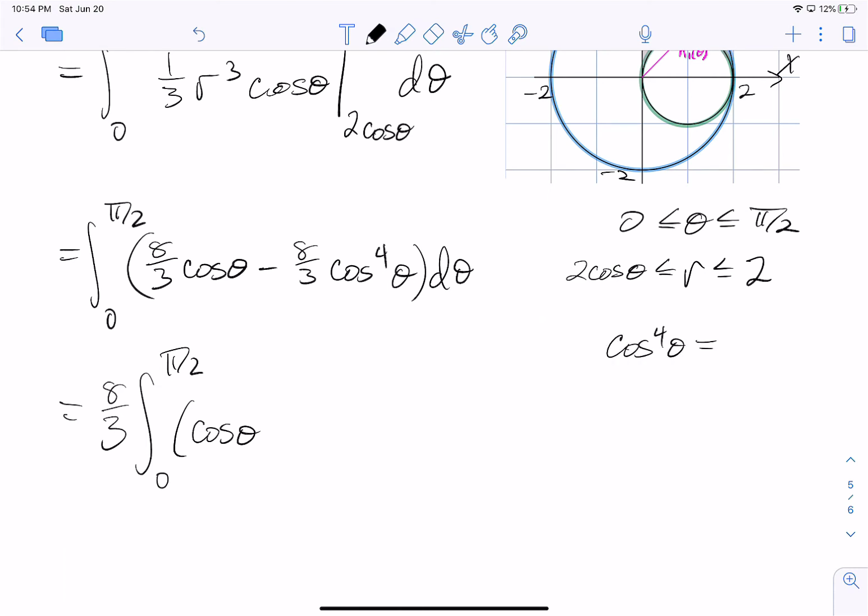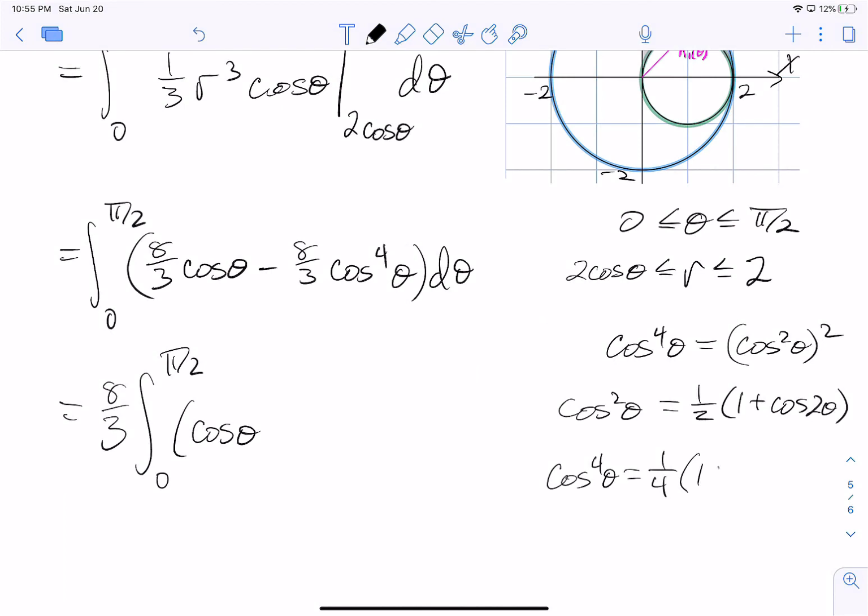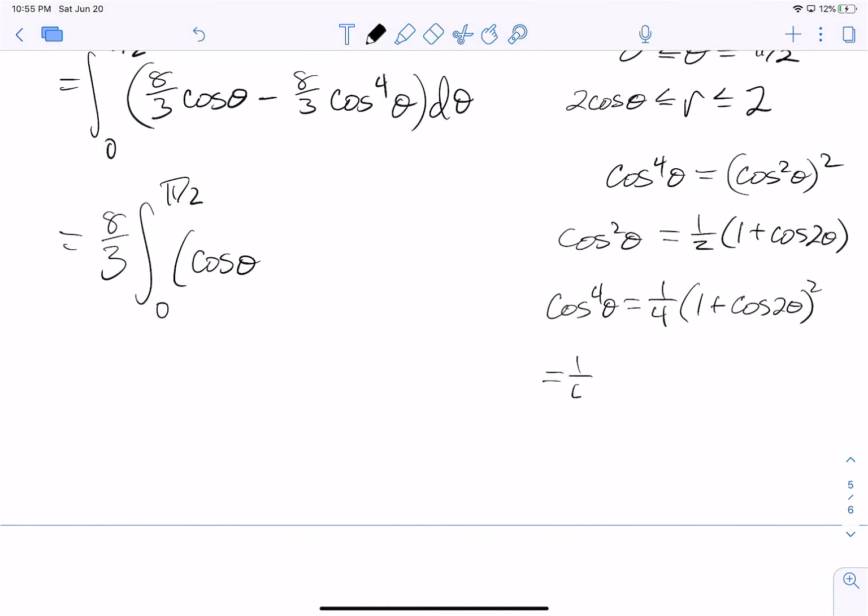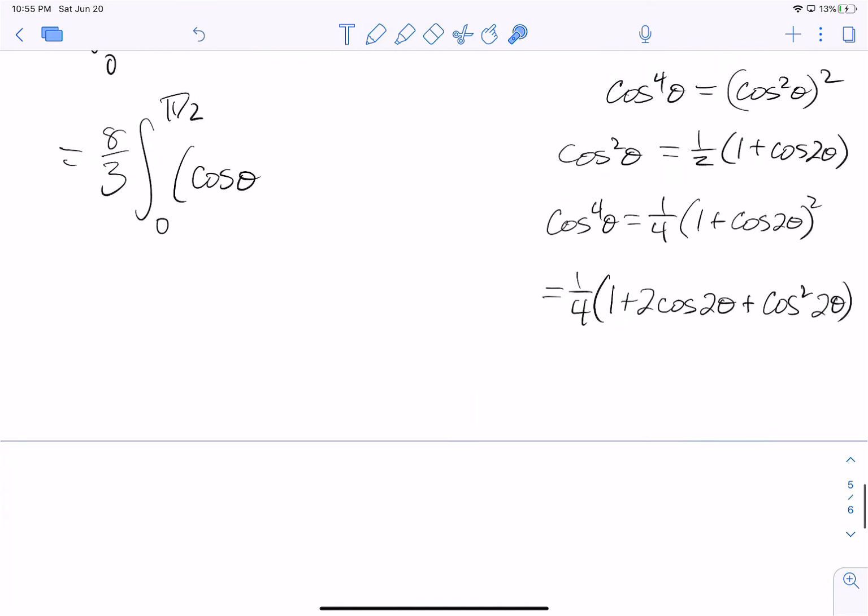Cosine to the 4th of theta is the same thing as the cosine squared of theta, squared. And the cosine squared of theta is equal to 1/2 of the quantity 1 plus the cosine of 2 theta. So the cosine to the 4th of theta is going to be 1/4 of 1 plus the cosine of 2 theta, the quantity squared. That's going to equal 1/4 times 1 plus 2 times the cosine of 2 theta plus the cosine squared of 2 theta. And that cosine squared of 2 theta gets its own power reducing formula.